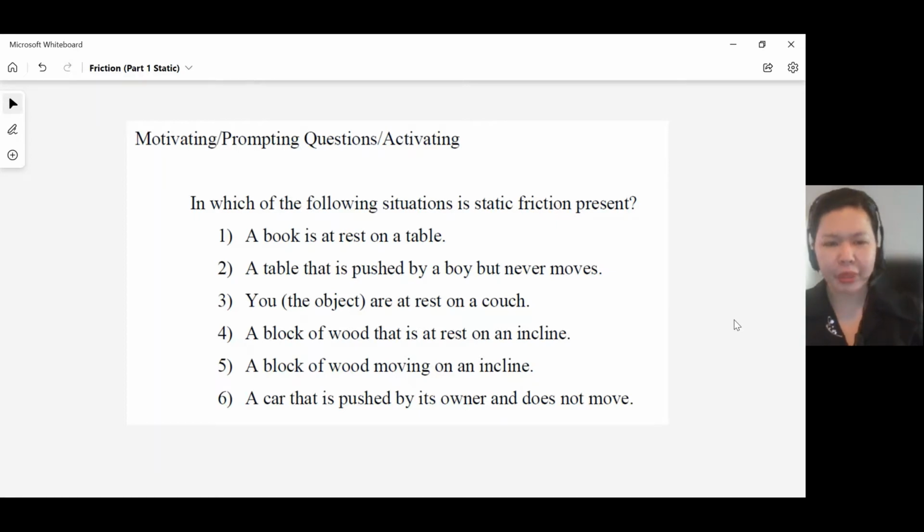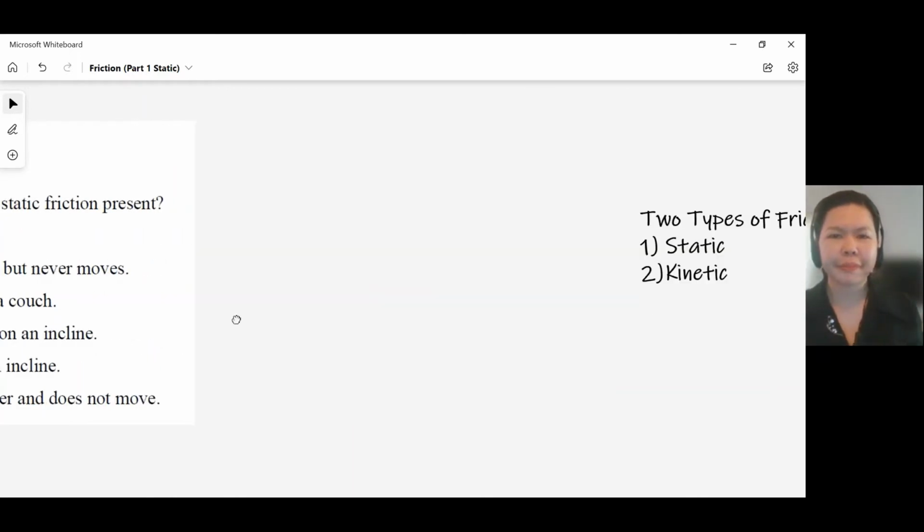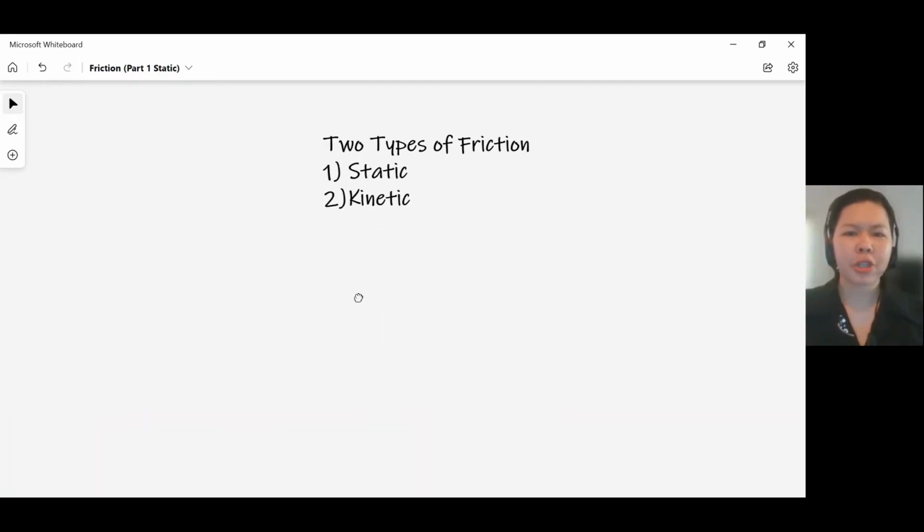And number 4, yes, there is static friction because a block of wood is at rest on an incline. With gravity, this block of wood will slide without this static friction. And number 5, since the block of wood is moving, there is no static friction, but we know that there is kinetic friction. And number 6, a car that is pushed by its owner and does not move, so we have there static friction. So there are two types of friction, static and kinetic.